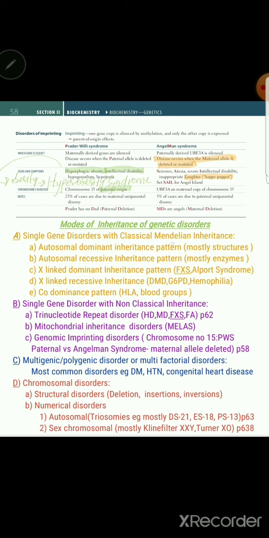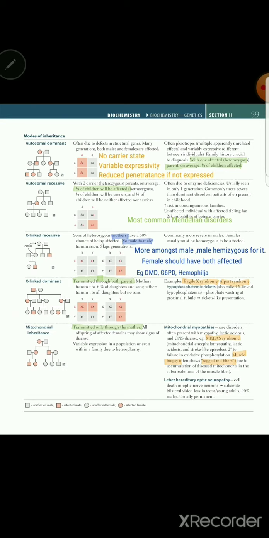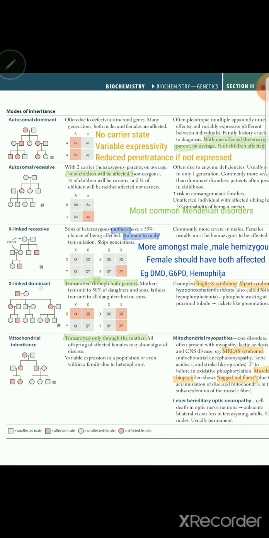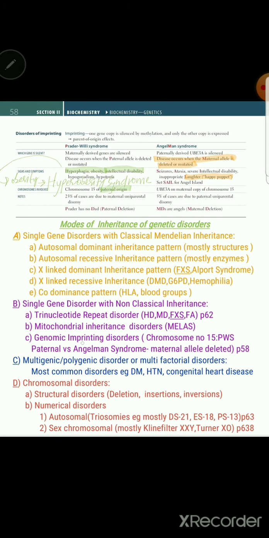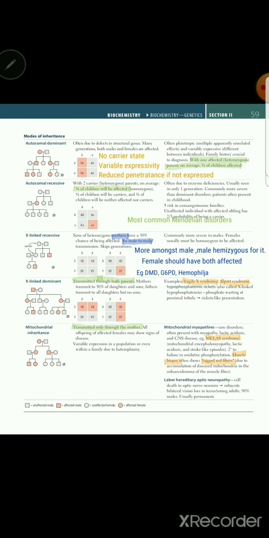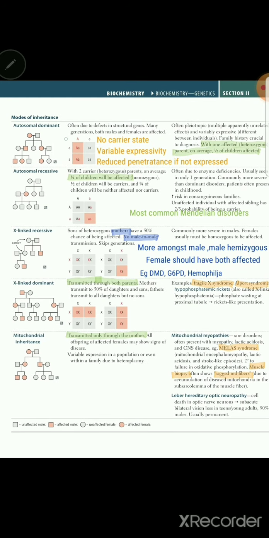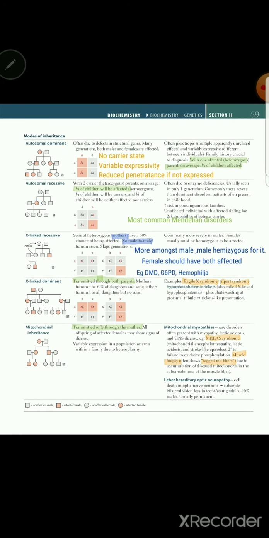Now moving on to single gene disorders with classical Mendelian inheritance, we have been studying them for long. These are autosomal dominant, autosomal recessive, X-linked dominant, X-linked recessive, and one is the codominance pattern. Codominance is discussed here, just two MCQs. Both the alleles are expressed, for example, HLA, human leukocyte antigens on WBCs, or blood group ABO antigens on RBCs. These are examples of codominance. Alpha 1 antitrypsin disease is also of codominance pattern, but these two physiological phenomena are important from the exam point of view.